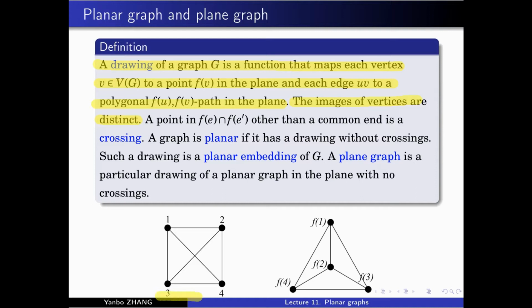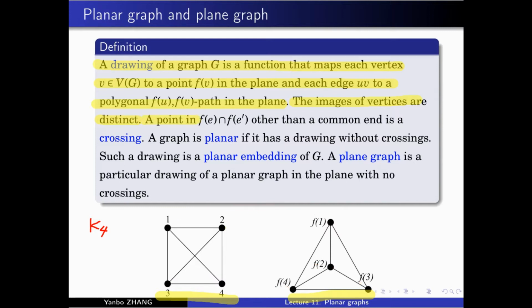Here, the graphs below are complete graphs of order 4. Both of them are K4. Both of them are the drawings of the complete graph K4. We can map the vertex 1 to F1, 2 to F2, 3 to F3, 4 to F4, such that each edge is mapped to a polygonal path in the plane.